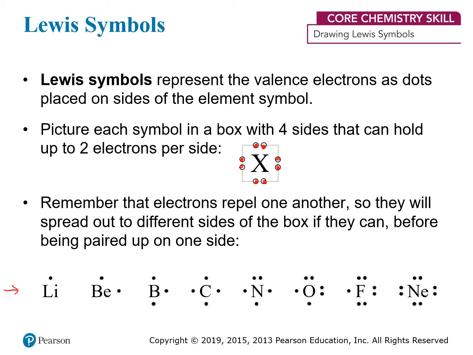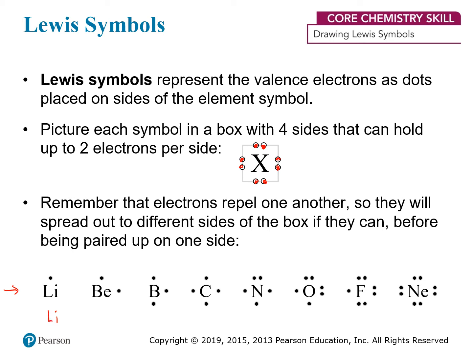So lithium is the first element in row 2, period 2. It's atomic number 3, which means it has 3 electrons in total. But if you remember the electron configuration, 2 of those electrons are in the core, which is like helium, and then 1 of those electrons is in the outermost energy level, the 2s energy level. So this is the valence electron for lithium. It only has a single valence electron. So we would write the symbol for lithium, which is Li, and then we would put a dot over it. Okay? And it doesn't really matter which side you put it on.